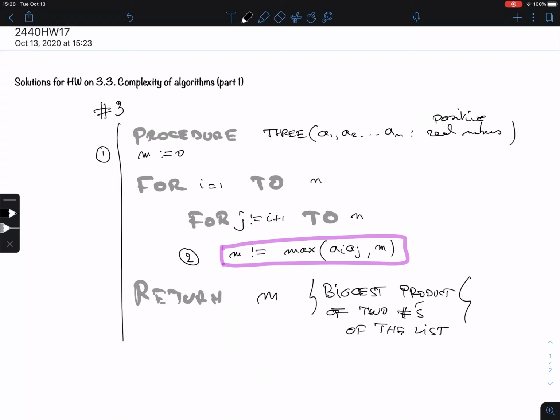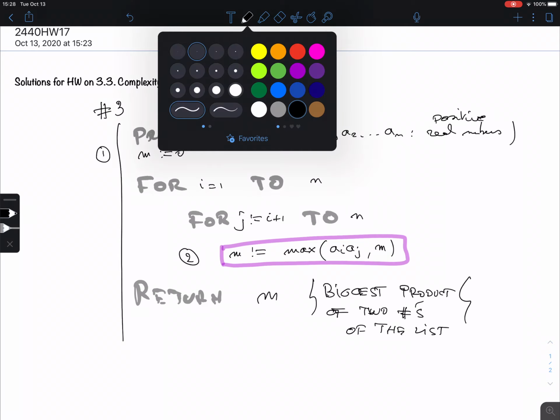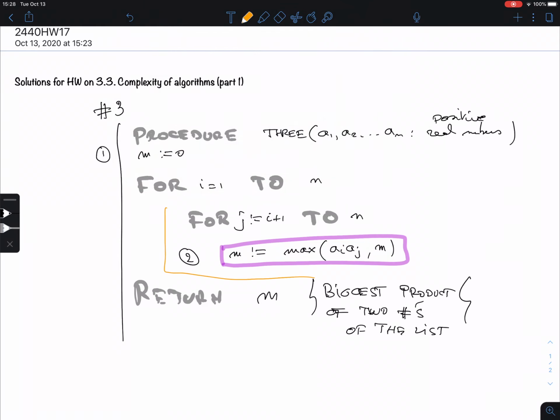Okay. Now, how many times is this carried out? This is a harder problem. How many times is this guy carried out? And we see something that we have not seen before, that this actually depends on i. So we are inside the loop, and i has a certain value, but we see that the bigger i gets, the less work I have to do here.